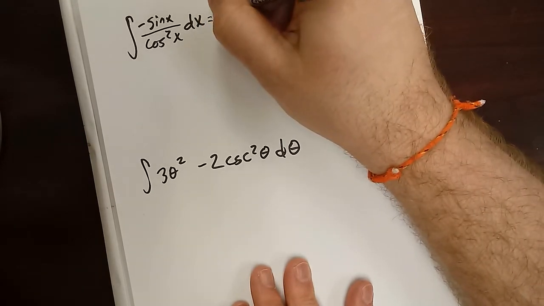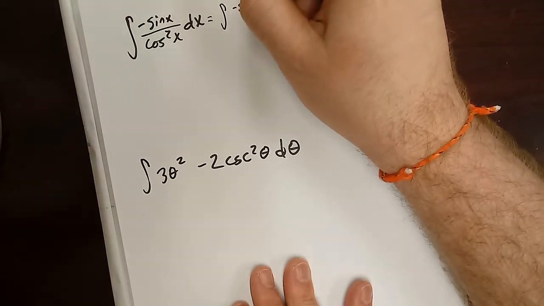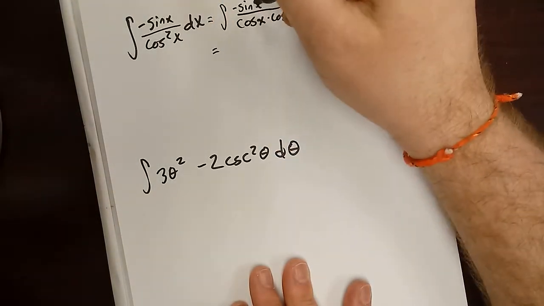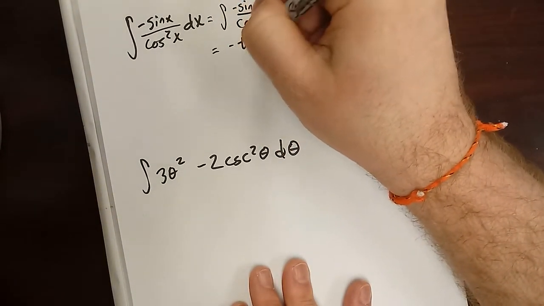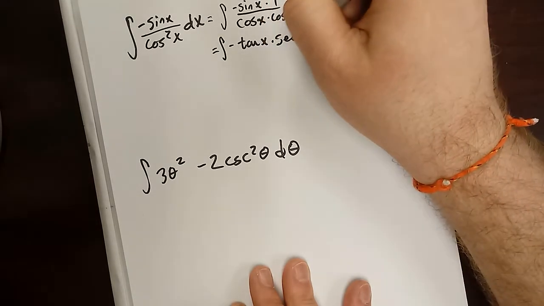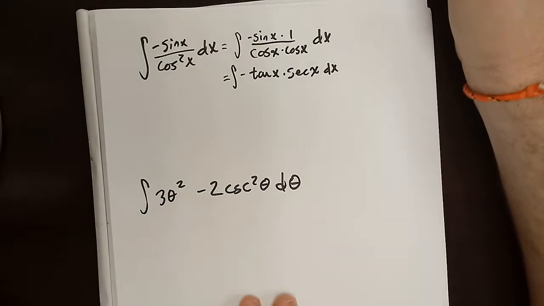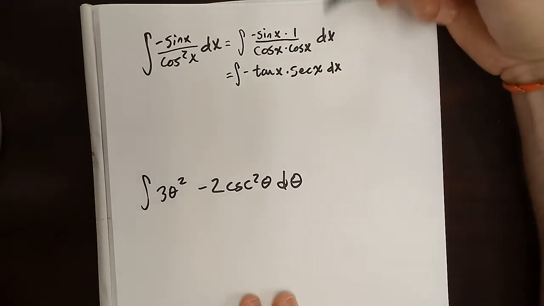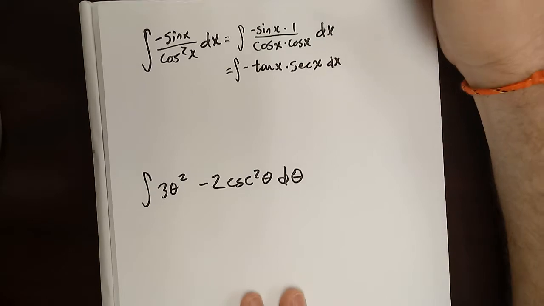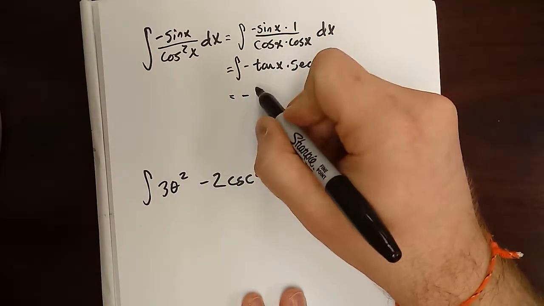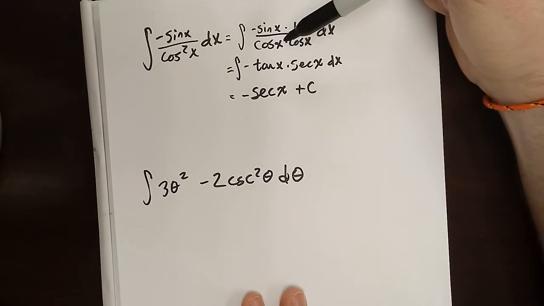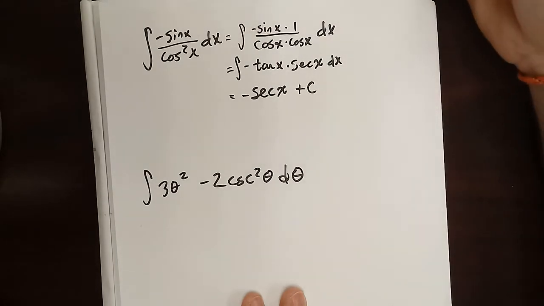But I could rewrite this as negative sine over cosine times 1 over cosine. And then think about it: sine over cosine is tangent, so this is negative tangent, and 1 over cosine is secant. Oh, this is tangent times secant. Secant tangent is one of the derivatives that we know. Secant tangent is the derivative of secant. So since it had a negative already, I could say it's negative secant x plus c. So if we can manipulate this, and it's not always apparent, that's what it was this time. Every problem's a little bit different.